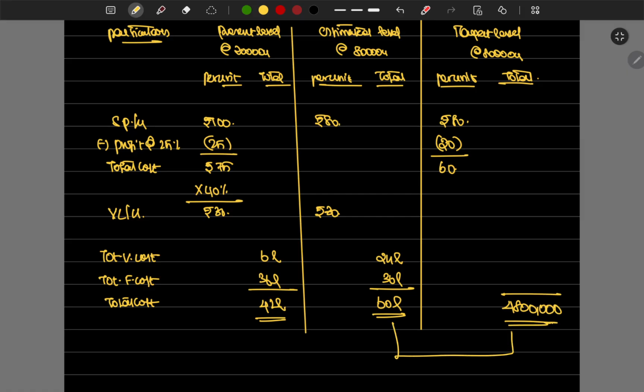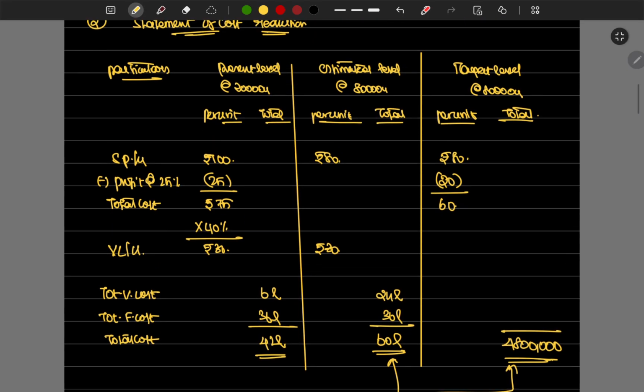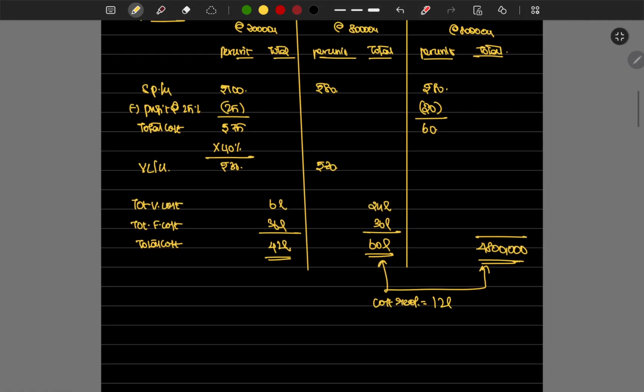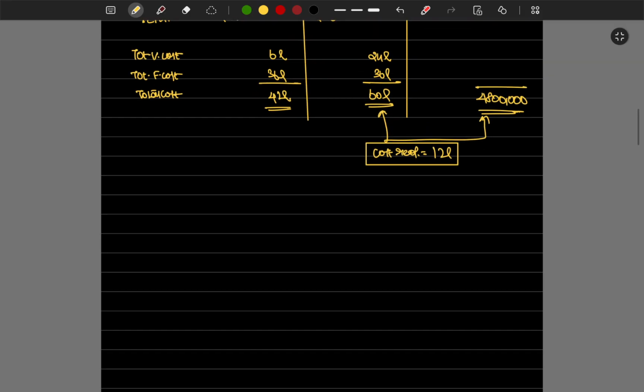Okay, so how much cost reduction has happened? Cost reduction is nothing but the total cost of estimated level minus targeted level, which is 12 lakh. Cost reduction of 12 lakh has happened. This is the answer. That's it. We'll go to the third step, which is the statement of max investment. Okay, step 3.